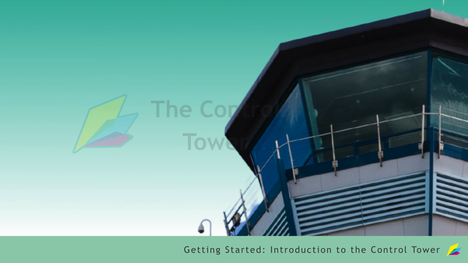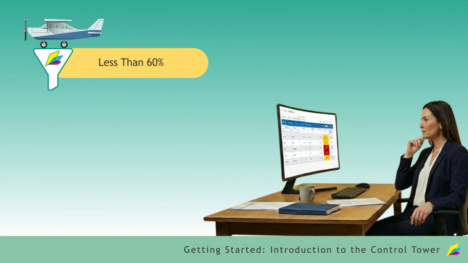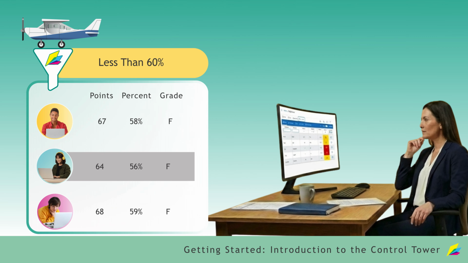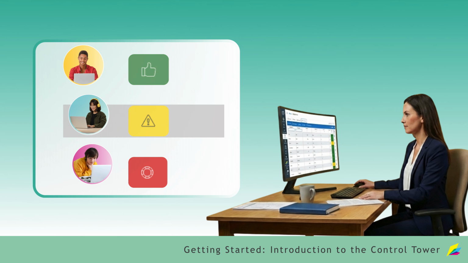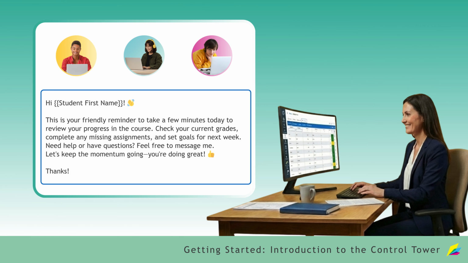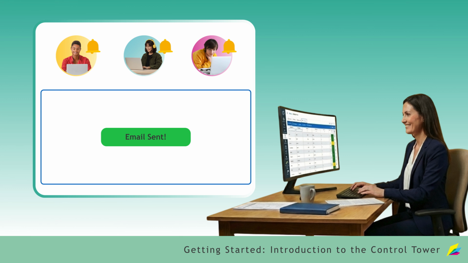You can use the control tower to quickly filter and focus on specific students, then view their summary stats and course details. View color-coded progress and student trend lines for the whole class. And simplify outreach with smart targeting and easy personalization.